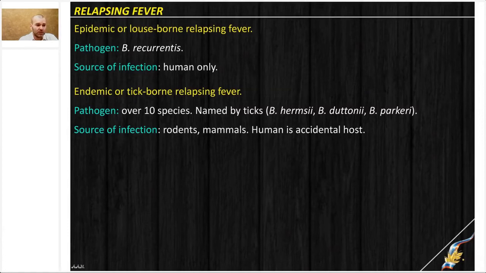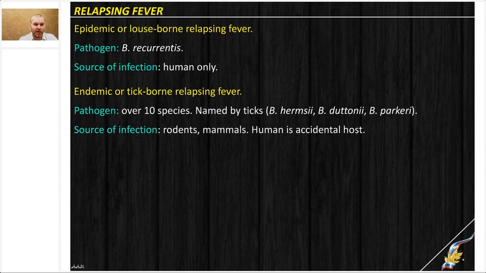The second group of diseases is called relapsing fever, because the main symptom is fever, which goes in repeating episodes. And we have two major groups of relapsing fever. It is epidemic and endemic relapsing fever. Epidemic is identified only in humans and transmitted through louse. So very often it is called louse-borne relapsing fever, and the main species causing that disease is Borrelia recurrentis.